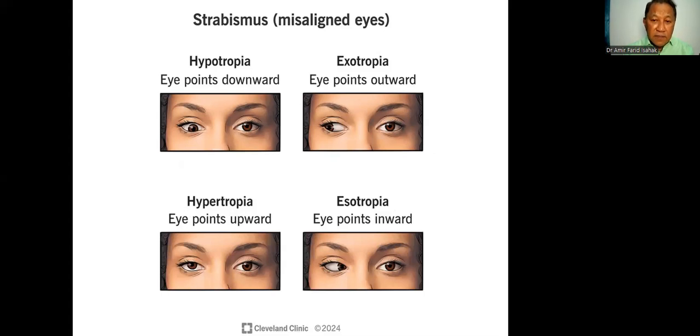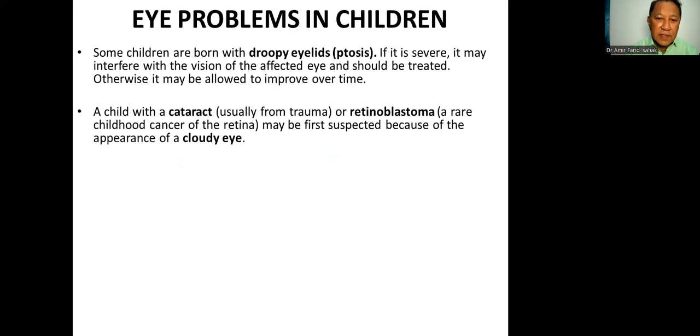And then on the misaligned cross-eyed, the abnormal eye may be pointing downward, maybe pointing outwards, maybe pointing upwards, or maybe pointing inwards. Yes, some children are born with droopy eyelids or ptosis. If it is severe, it may interfere with the vision of the affected eye and should be treated. Otherwise, it may be allowed to improve over time.